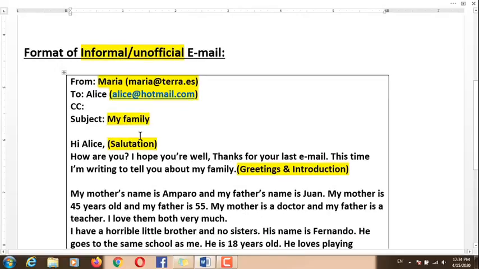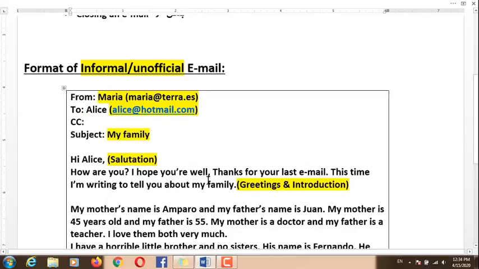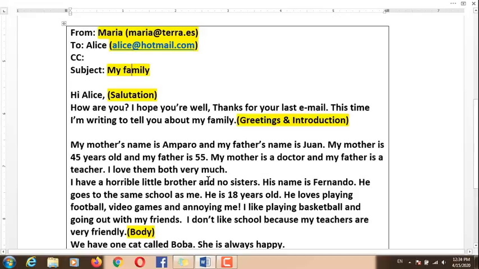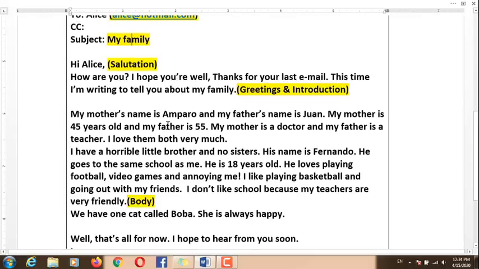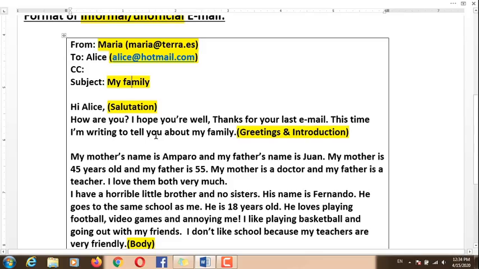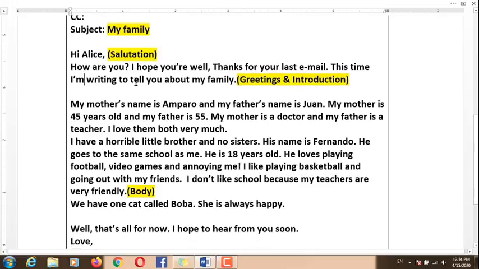In your introduction, you should specifically identify what you are going to talk about, or what this email is about. Okay? So what I said here, this time I'm writing to you about my family. I specified that this email that I'm writing to you is about my family. So in your body paragraph, so this was our body paragraph.